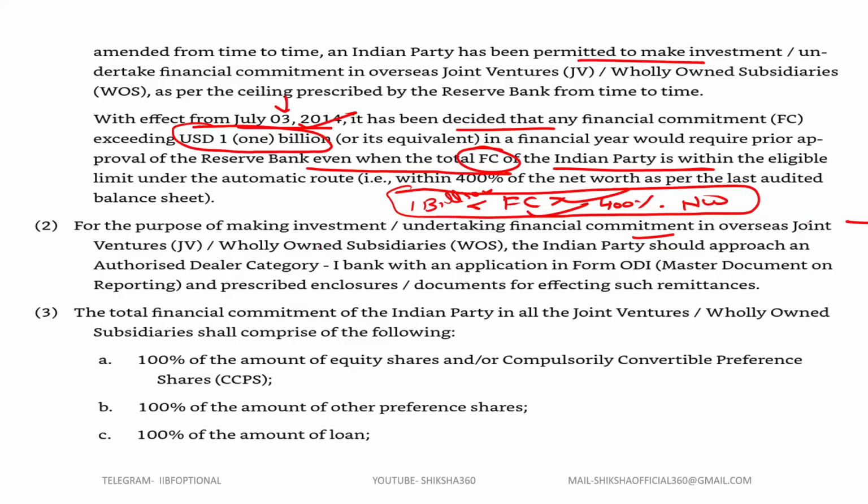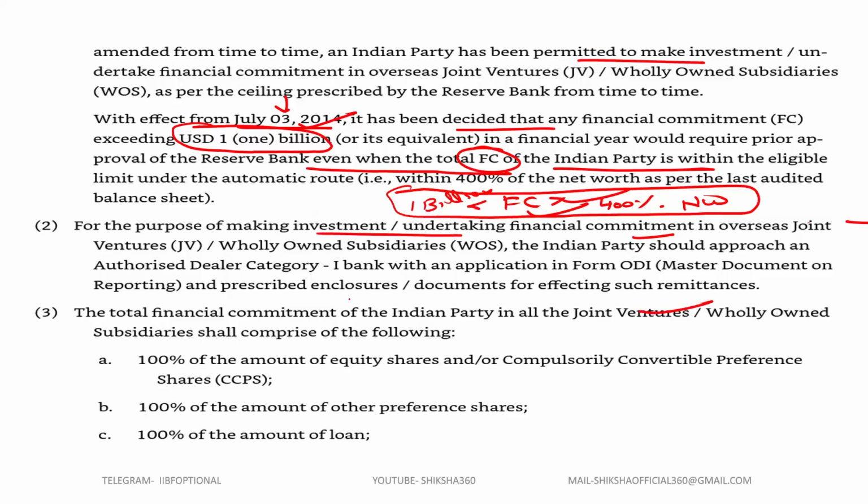For the purpose of making investment or undertaking the financial commitment in the overseas joint venture or wholly owned subsidiaries, the Indian party should approach an authorized dealer category 1 bank with an application in form ODI and prescribed disclosures and documents for effecting such remittances.